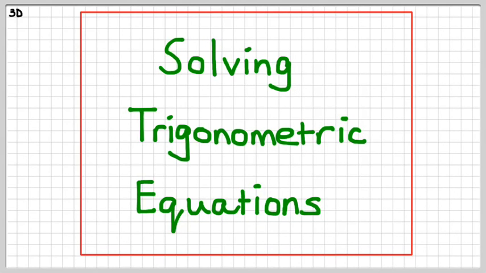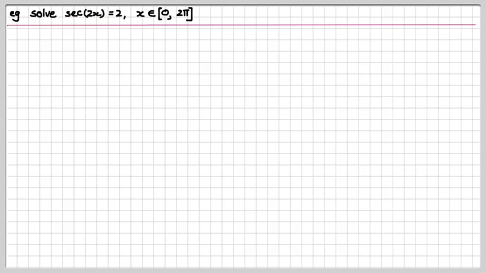Okay, solving trigonometric equations, another area that gets students extremely confused. So let's just debunk all that confusion and make it easy for you. Just systematic, steady as she goes, wins the race. Now we've got to solve sec of 2x equals 2, where x goes from 0 to 2 pi.